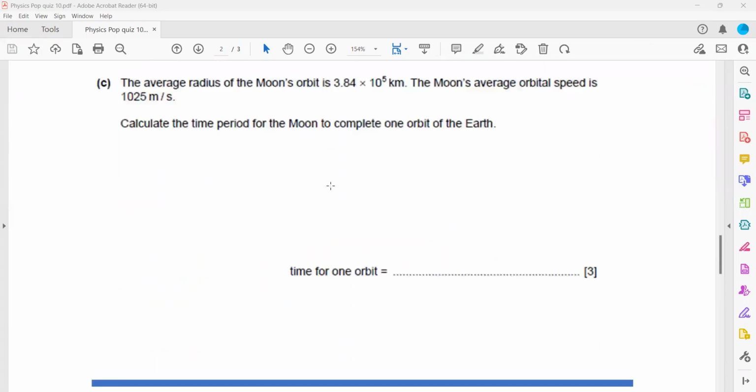The average radius of the moon's orbit is given as 3.84 exponent 5 kilometers. For example, this is the earth, and here this is representing the moon. So the radius of the orbit is given. In the previous question, the mark distribution was: 1 mark for mentioning the moon is orbiting the earth, and 1 mark for mentioning the cycle of the moon, like how much time it takes to complete one revolution around the earth.